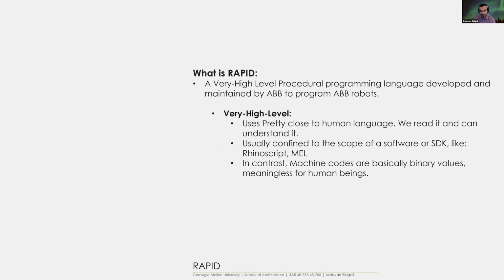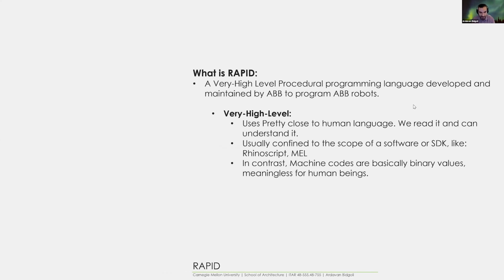And it's a really high-level procedural programming language, and it's developed and maintained by ABB to program these ABB robots. Bunch of jargon here, like very high-level procedural programming language. What does that mean? So basically, when I say it's a very high-level language, it means it's using pretty similar wordings compared to what human beings are talking about.